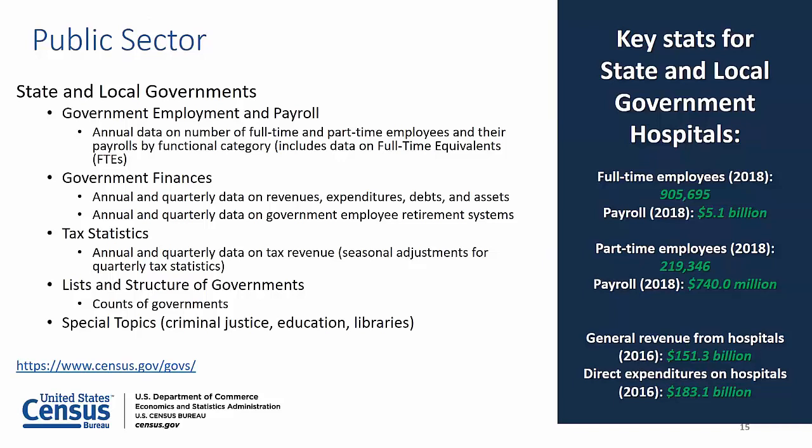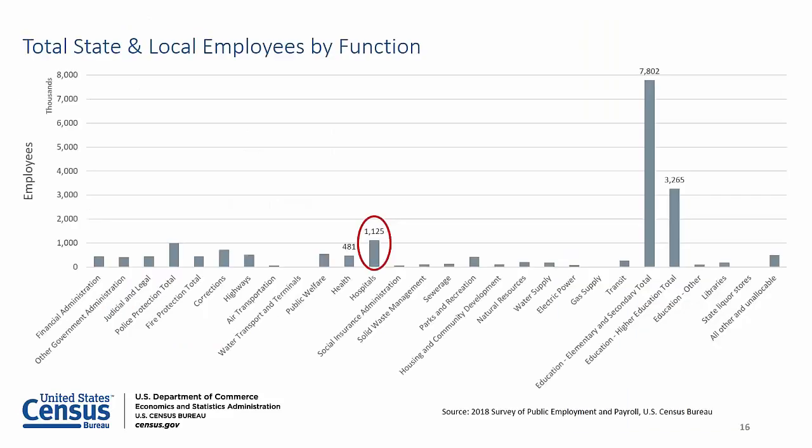I can tell you that I was quite surprised when I saw just how many part-time employees there are of hospitals: 219,000 compared to 905,000 full-time. It's a pretty substantial share. Revenues from government-owned hospitals were about $151 billion in 2016, and the expenditures that governments made on hospitals were about $183 billion.